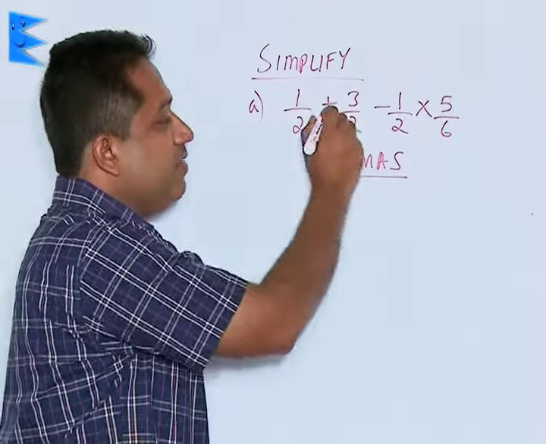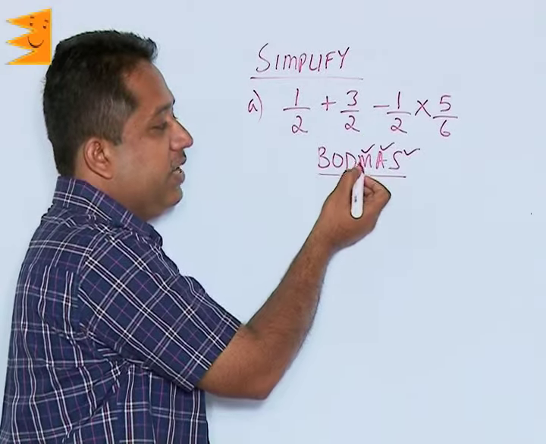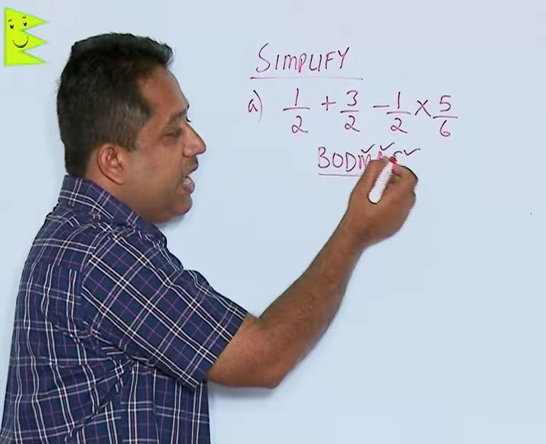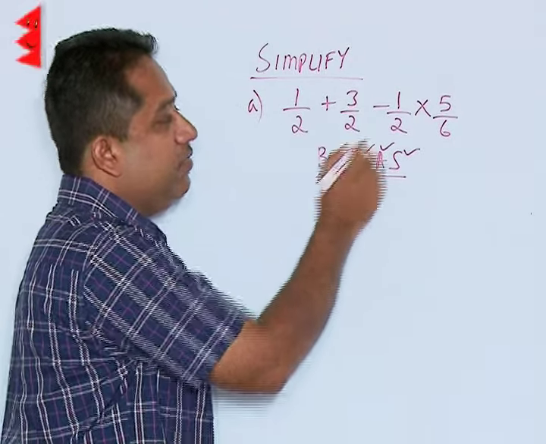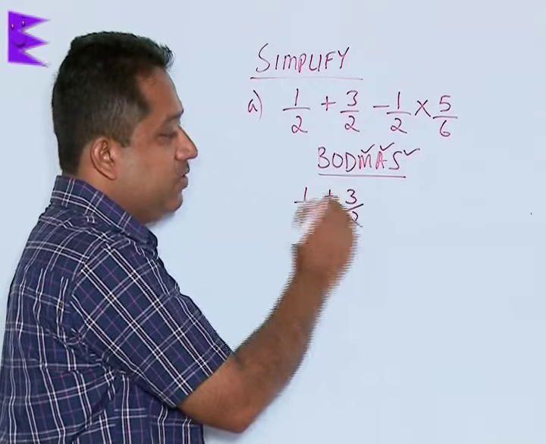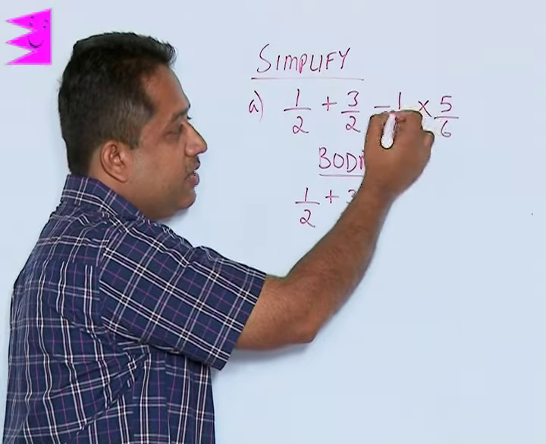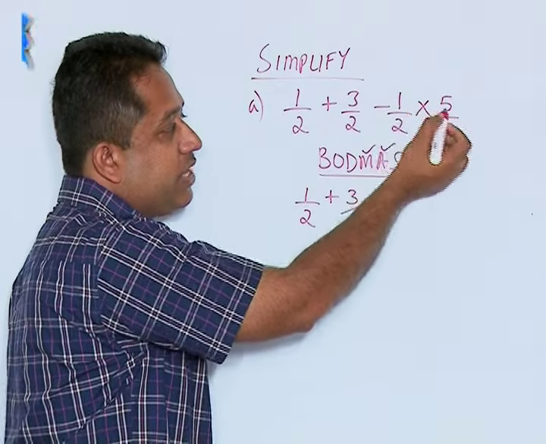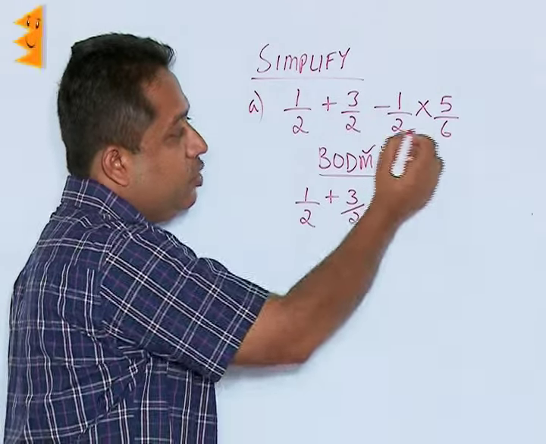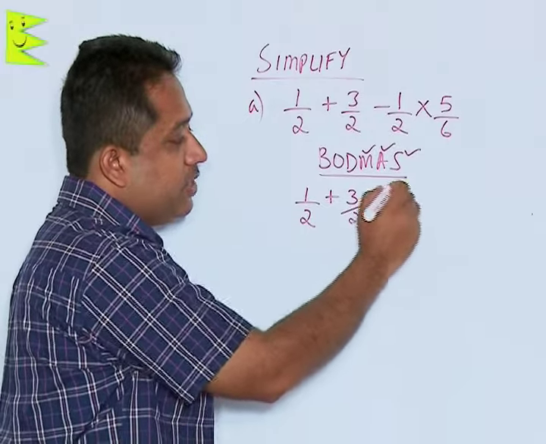So, in this case we have an addition, a subtraction and a multiplication. Now, we find that multiplication precedes A and S. So, instead of adding and subtracting, we are going to multiply first. So, 1 by 2 plus 3 by 2 remains as it is. We do straight multiplication. Minus 1 into 5 gives minus 5, and 2 into 6 gives 12. So, now the multiplication portion has been solved.